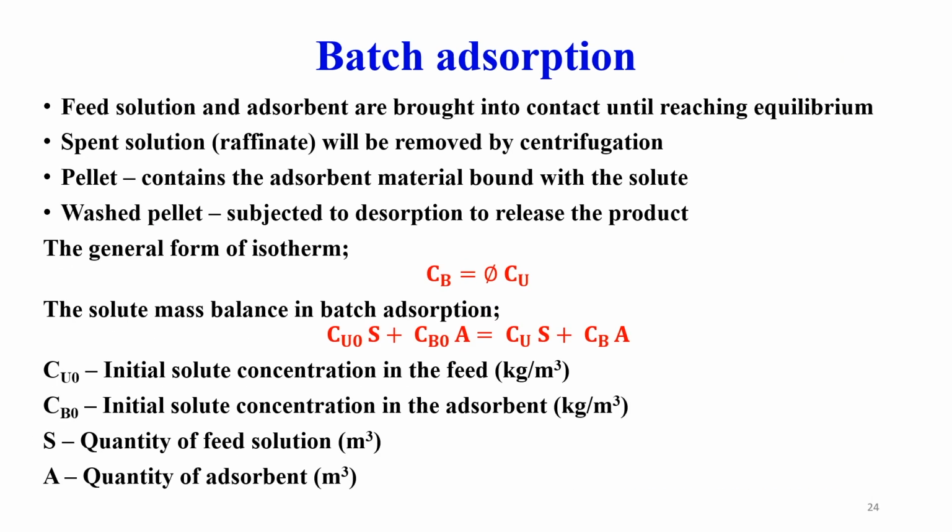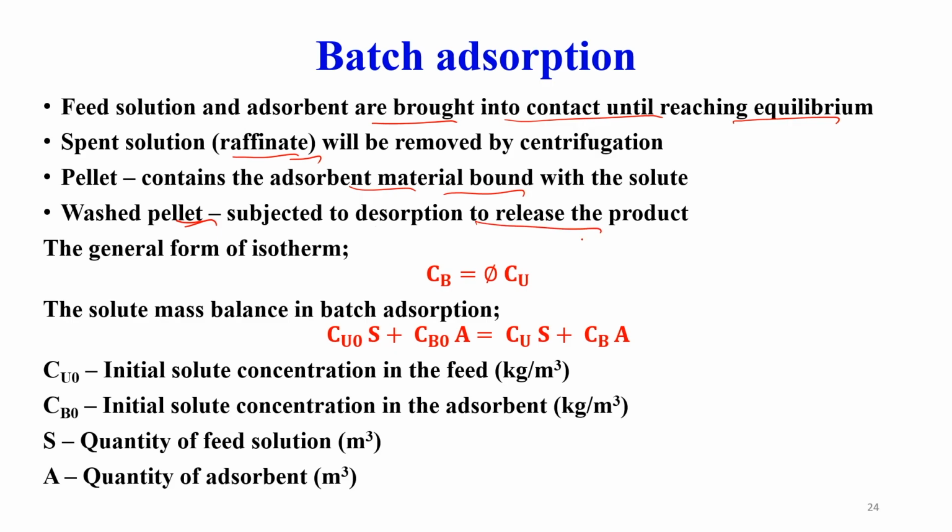Mostly the adsorption process is performed in batch mode. In that case the feed solution and adsorbent are brought into contact until they reach equilibrium, and the spent solution, or raffinate, is removed by centrifugation. The pellet contains the adsorbent material bound with the solute. The next step is to wash it, and after washing you dissolve your product.